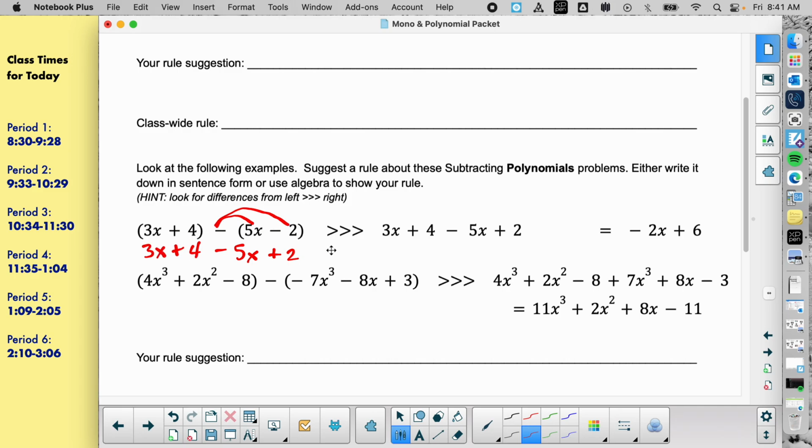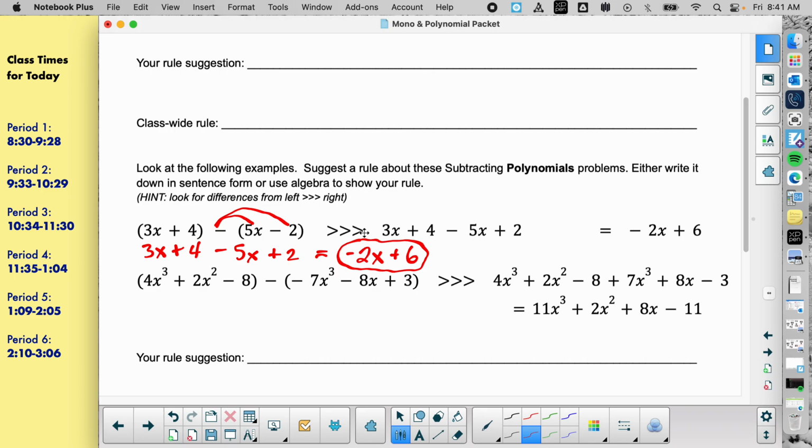And then from here, same thing. 3x minus 5x, they're both x's. So that would be negative 2x. And then I would look at the regular numbers. So plus 4 plus 2. And then this would be my answer, because these two can't go together.